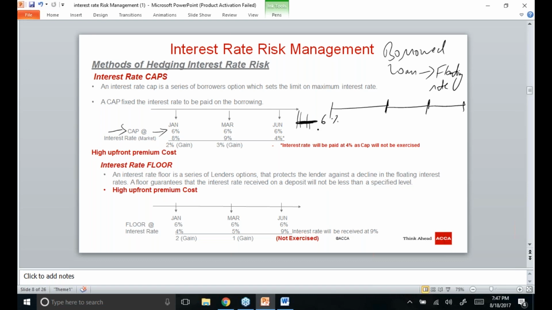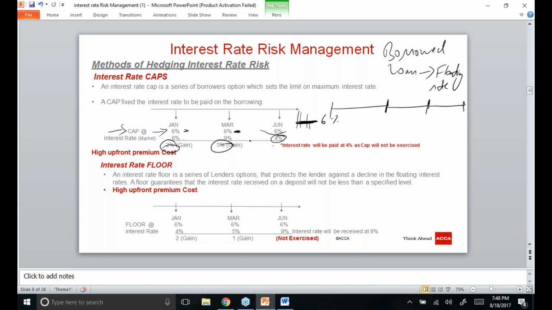And whenever interest rates are below this level, you will leave the cap contract and you will take the borrowing at the market rate. So let's suppose market interest rate is 8%, and you have booked the contract at 6%, you will maximum pay 6%, you have a gain of 2%. And if you have a cap contract of 6% and market interest rates are 9%, you will only pay 6%, you have a gain of 3%. But if interest rates in the market are lower, you will leave the option and you will borrow at 4%.